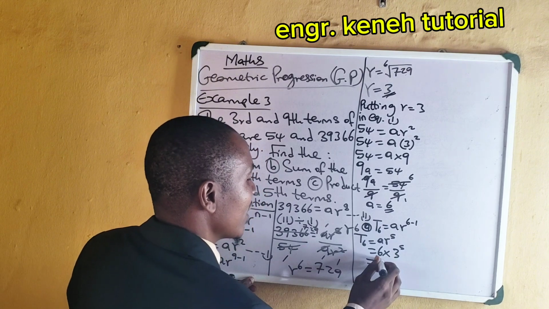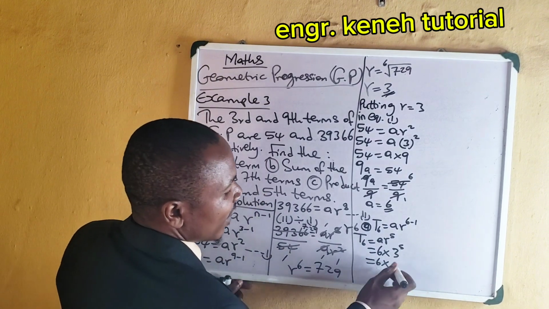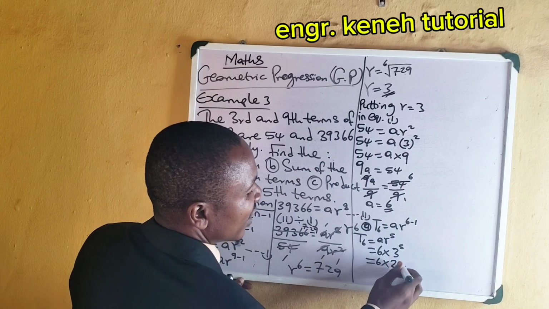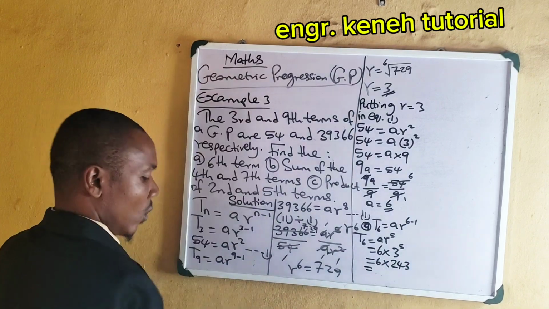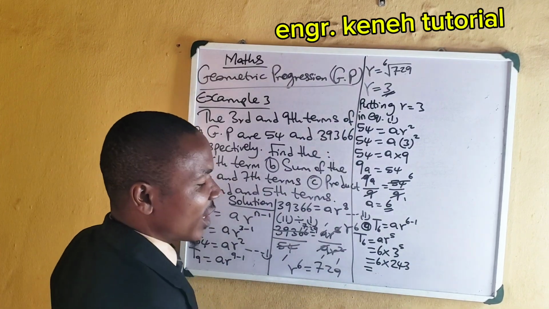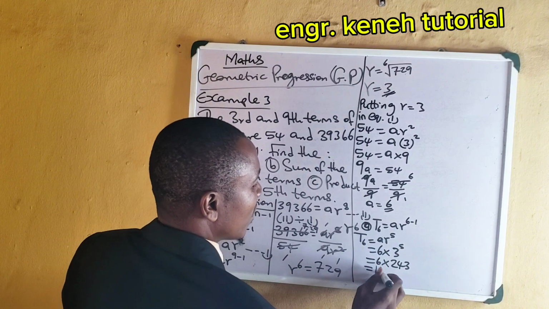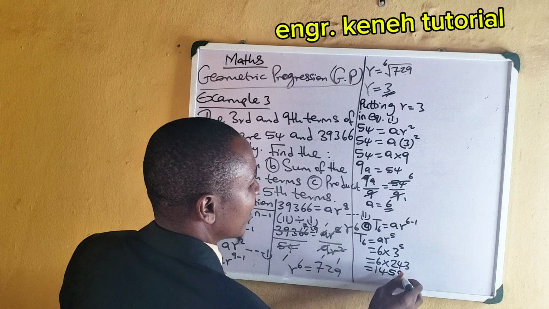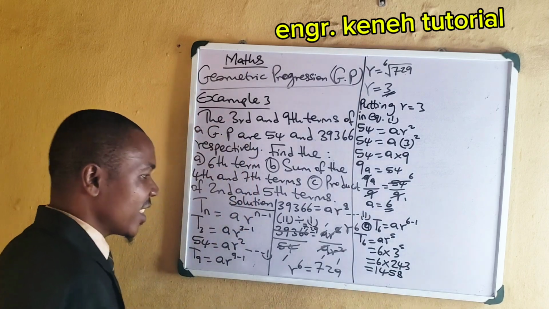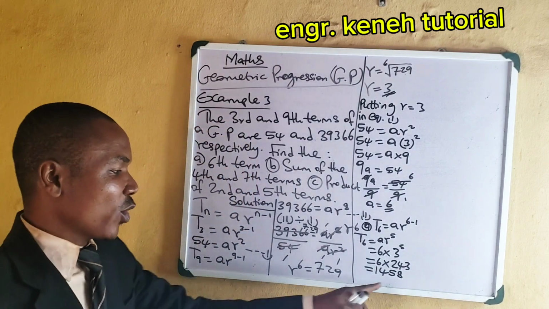So I have 6 times 3 raised to the power 5. I have 243, like this. When 6 multiplies 243, we have 1458, like this. So it means that the sixth term will give us what?